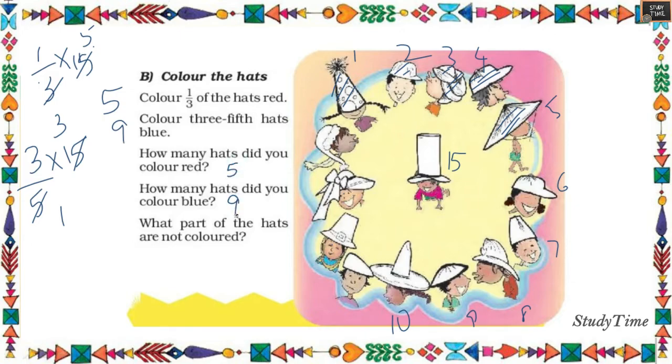What part of the hearts are not colored? So you know that it is total. From total you have to minus this. So 14. The answer is 1. 1 is not colored.